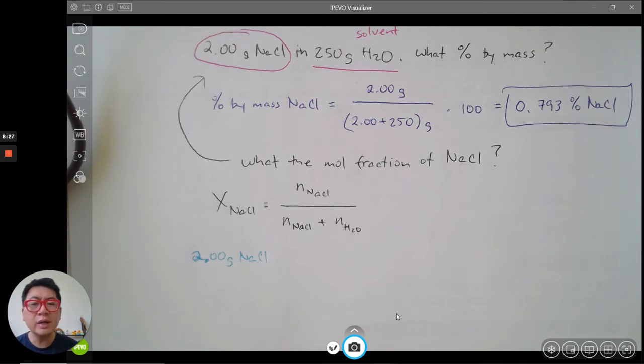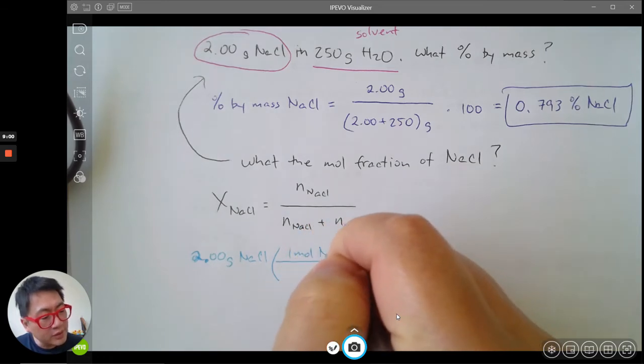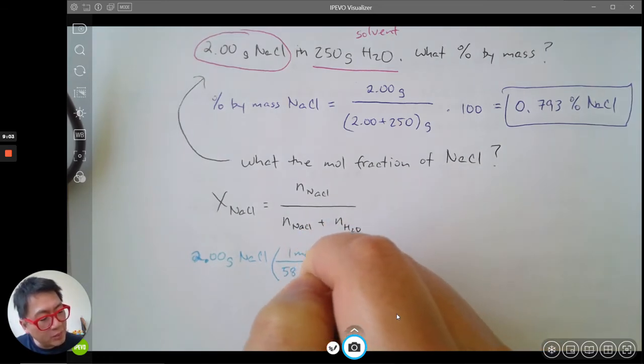How do we convert to moles again? What we need to do to change grams to moles, this is from last semester, is we have to divide by the molar mass. So we need to find the molar mass. Molar mass is adding up sodium on the periodic table plus chlorine on the periodic table. Sodium on the periodic table is 22.99. Chlorine is 35.45 on the periodic table. That adds up to 58.44. 1 mole of sodium chloride weighs 58.44 grams.